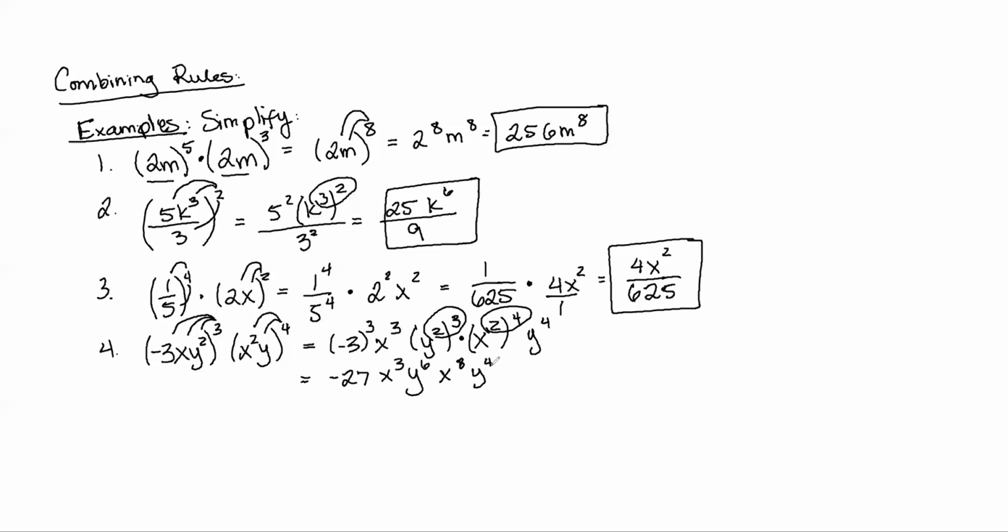And now think of this like you're combining like terms. So if you see any common variables or coefficients that you could multiply, you want to multiply those together. -27 is the only coefficient, so I'll leave that out in front. X cubed times x to the 8th. Since we're multiplying the terms, product rule, we're going to add the exponents. Again, think of this like how many x's are we multiplying all together? We're multiplying 11 of them. And then y to the 6th times y to the 4th. Again, add those exponents and we get y to the 10th.